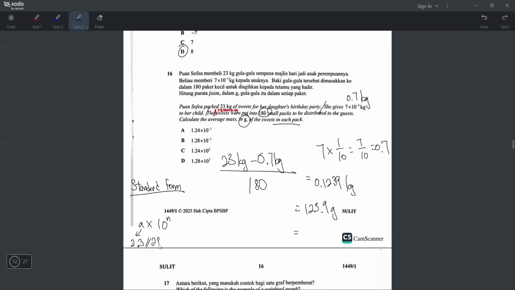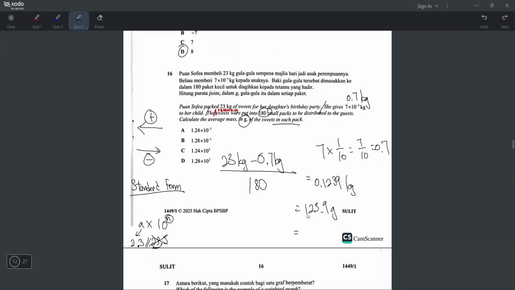Dia tak boleh 23.5, tak boleh. Dia tak boleh macam ni. Sebab kalau macam ni, depan decimal ada dua digit. So kalau dia case macam ni, you have to move the decimal here. And when you move it here, the power here will change also. Okay, let's talk about how the power will change. When you move your decimal point to the left, your power here have to plus. But when you're moving to this direction, you have to minus.